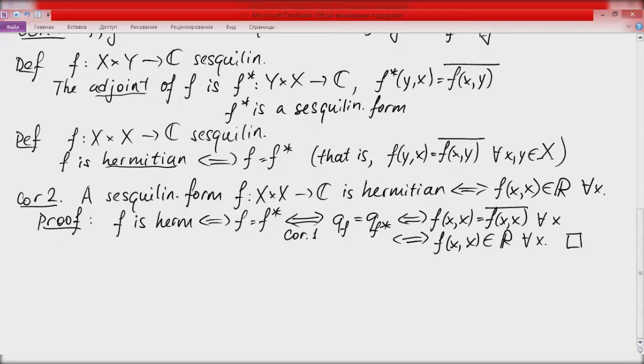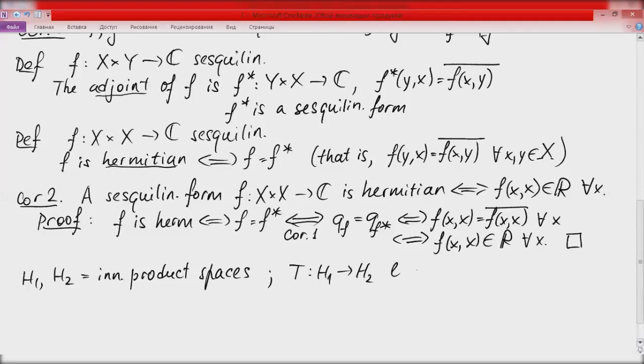So suppose we have two inner product spaces, H1 and H2. At this point, we don't require completeness, so they are not necessarily complete. And suppose that we have a linear operator T from H1 to H2. Again, we don't assume that T is bounded. It's not necessarily bounded.